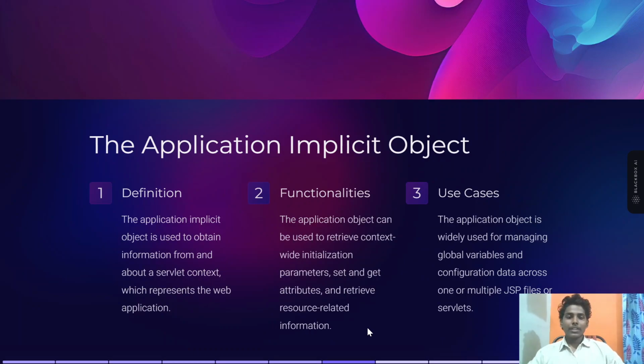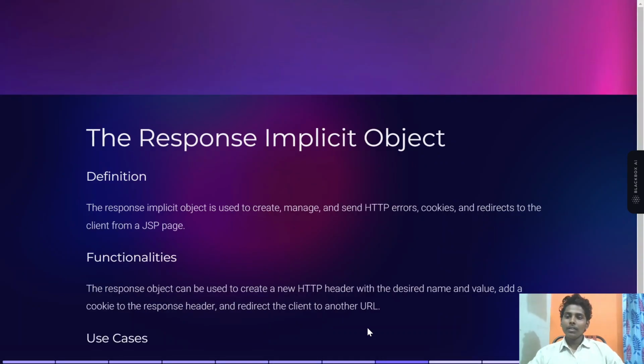Coming to the application implicit object. The application implicit object is used to obtain information from and about a servlet context, which represents the web application. Functionalities: the application object can be used to retrieve context-aware initialization parameters, set and get attributes, and retrieve resource-related information. The application object is widely used for managing global variables and configuration data across one or multiple JSP files or servlets.